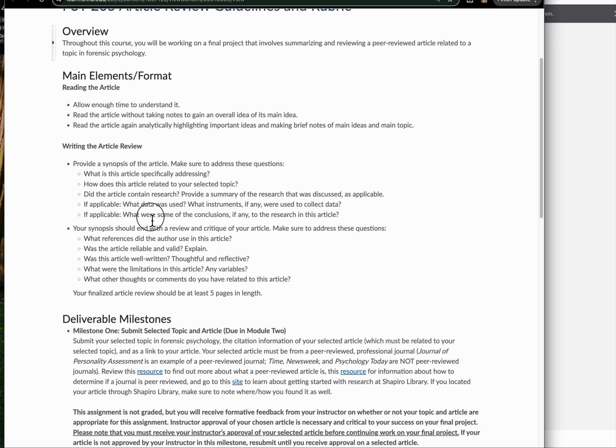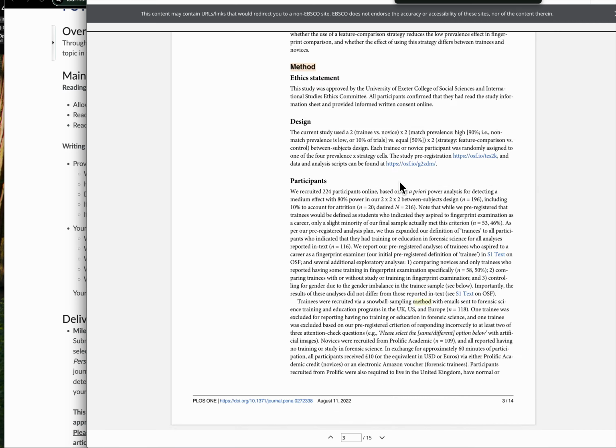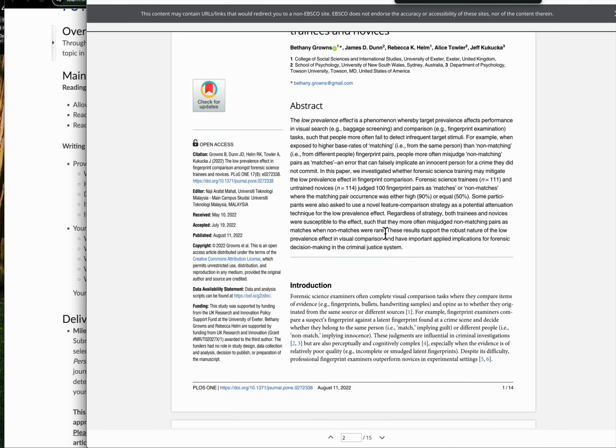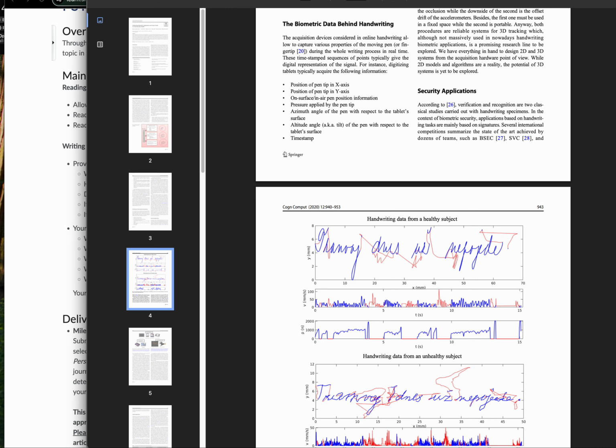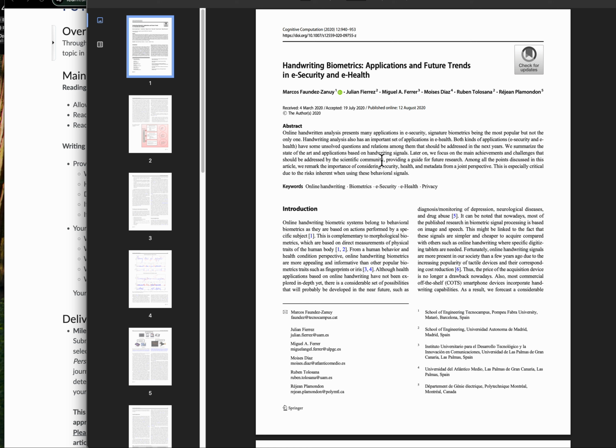And then for the conclusions, you can generally just go to the last couple of lines in the abstract. That's true in my handprint article too. This is just the importance of considering security, health, and metadata. And remember, when you do include that information, just cite the article.